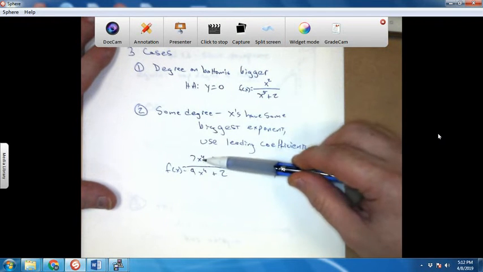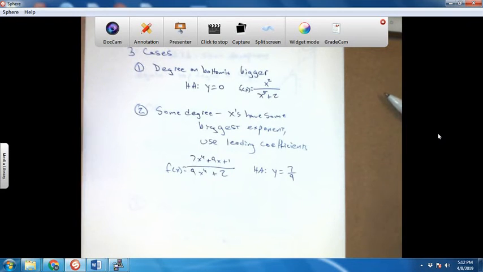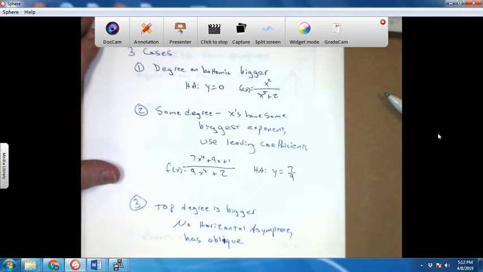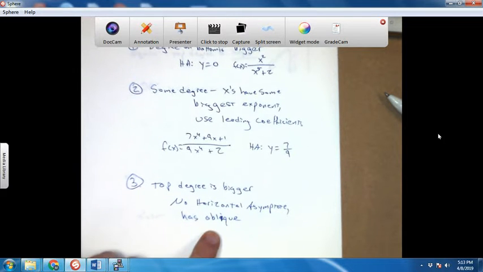So we've looked at what happens when the bottom is bigger. We've looked at when the top and the bottom are the same, which means the last variation is what happens when the top is bigger. When the top is bigger, you don't have a horizontal asymptote. You have an oblique asymptote. So on that line, I would say none. And then we have to go on to find the oblique.